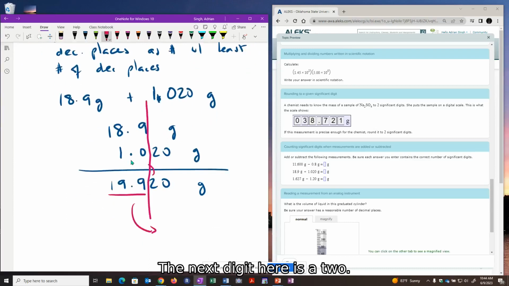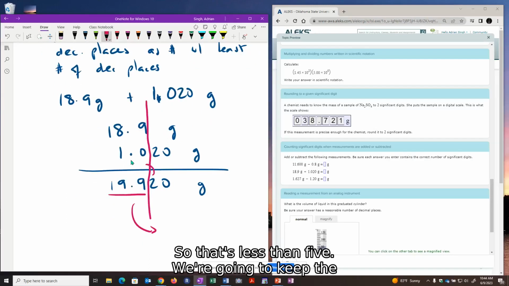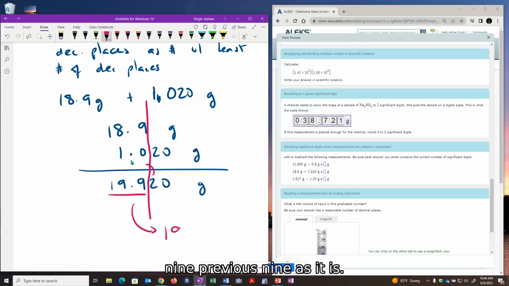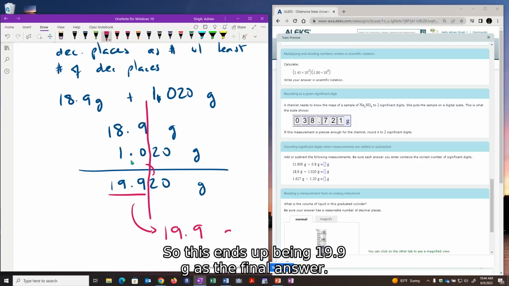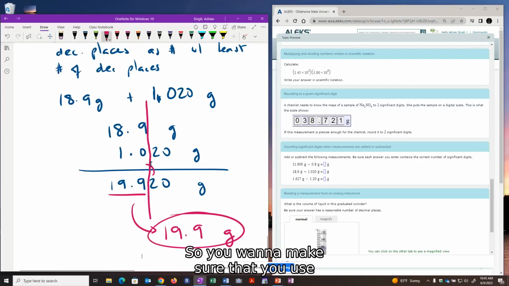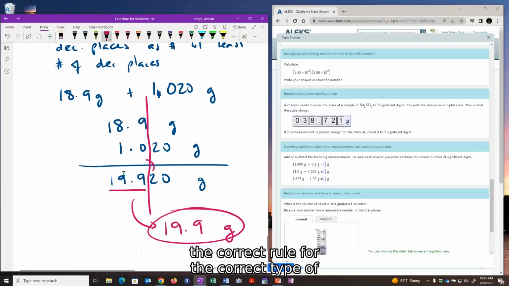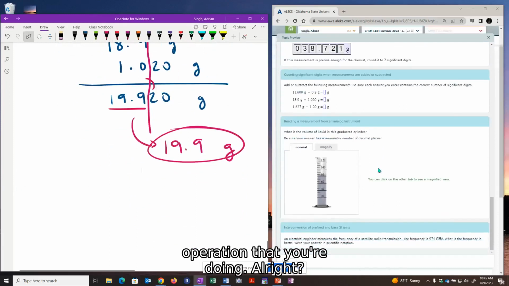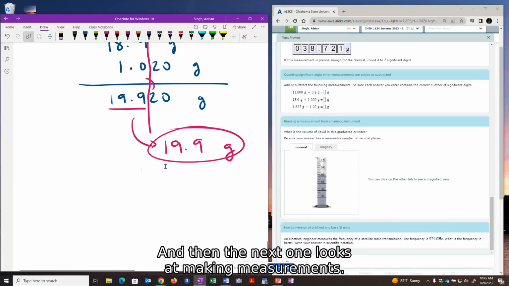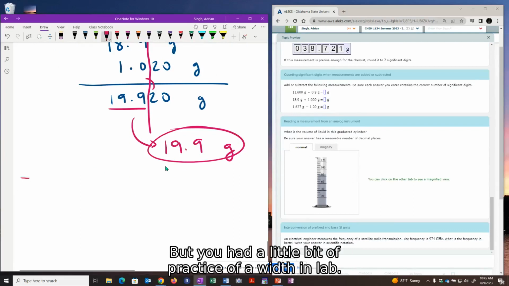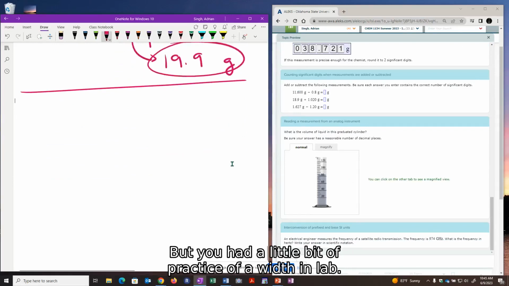The next digit here is a 2. So that's less than 5. We're going to keep the previous 9 as it is. So this ends up being 19.9 grams as the final answer. So you want to make sure that you use the correct rule for the correct type of operation that you're doing. All right, and then the next one looks at making measurements, which you had a little bit of practice with in lab.